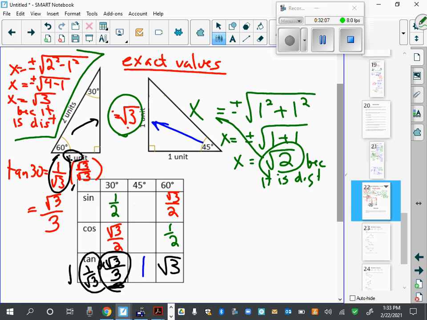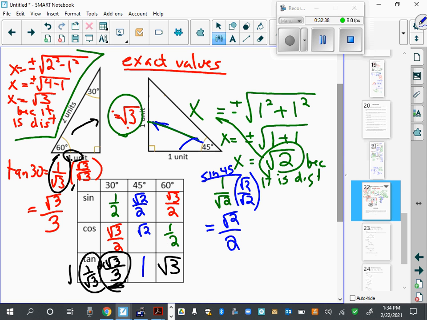If this is radical 2, what does sine of 45 equal? 1 over radical 2. Let's write this down. This is sine 45. But let's rationalize this now and multiply by radical 2 over radical 2. And you get radical 2 over 2. And that's great because that is also what cosine of 45 equals. So you got 2 things here that are the same as well. Radical 2 over 2 and radical 2 over 2.